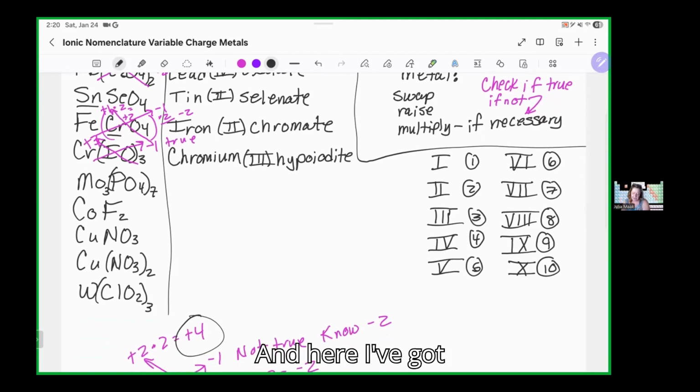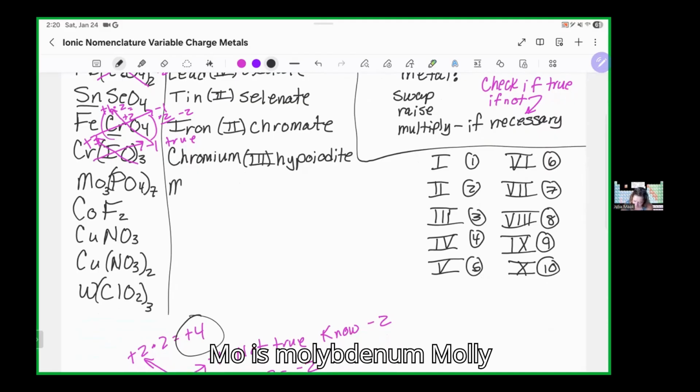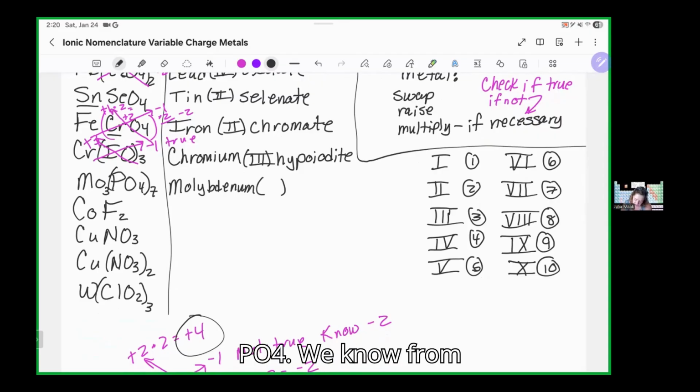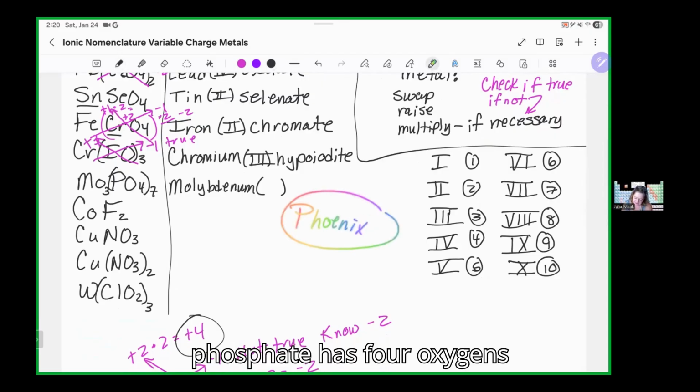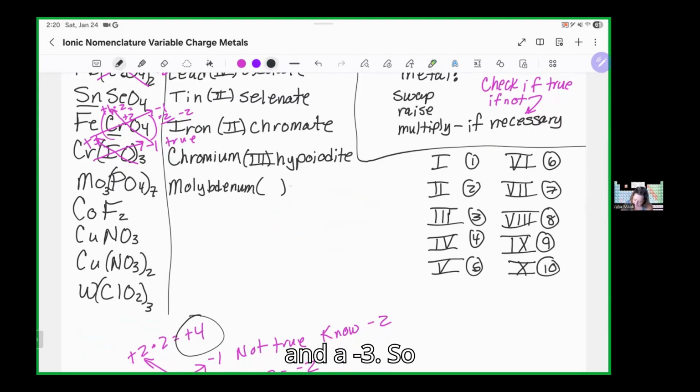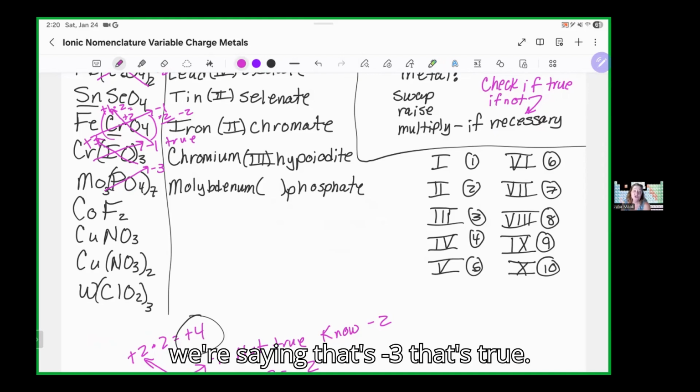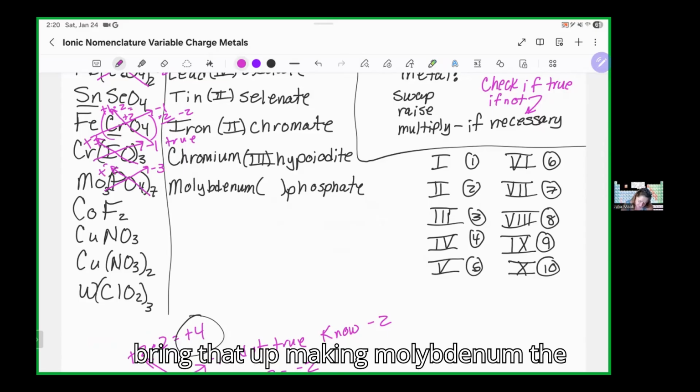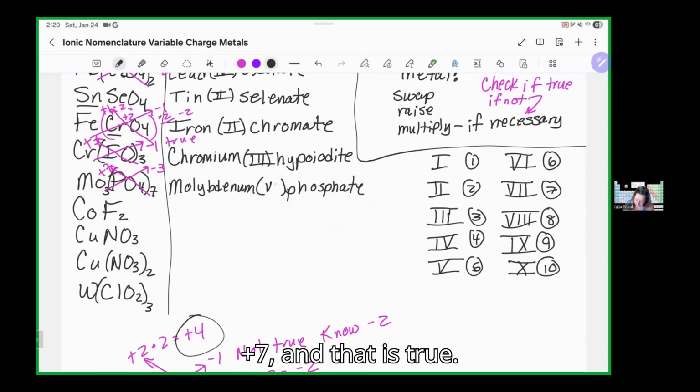Here I've got Mo, which is molybdenum, with parentheses for its charge, and PO4. We know from the phosphate that it has 4 oxygens and a -3, so that's phosphate. If we bring this up, we're saying that's -3. That's true. Phosphate is a -3. So we bring that up, making molybdenum the +7. And that is true.